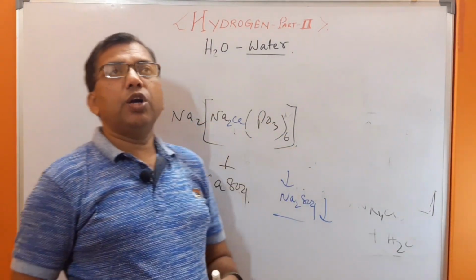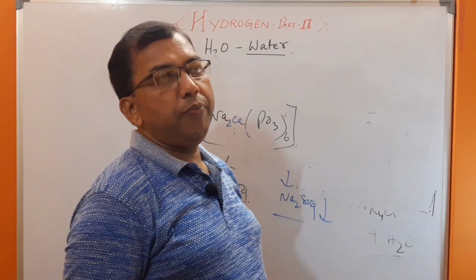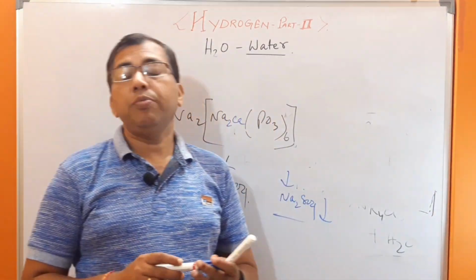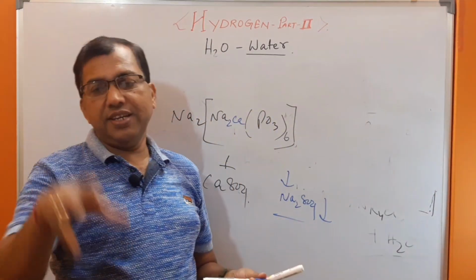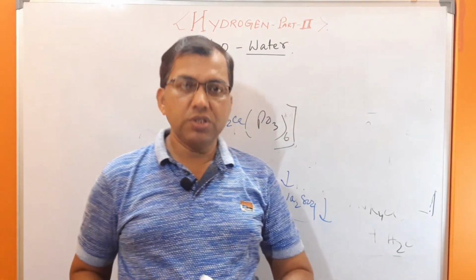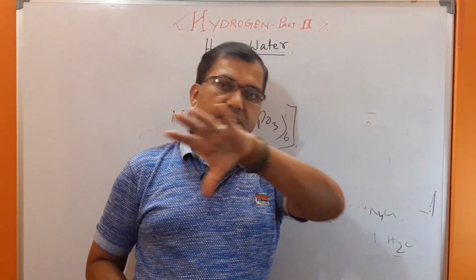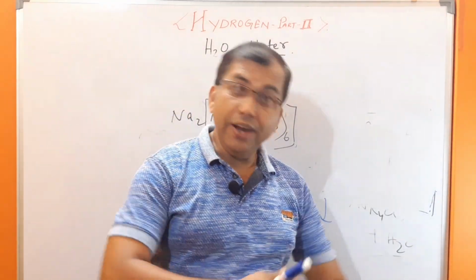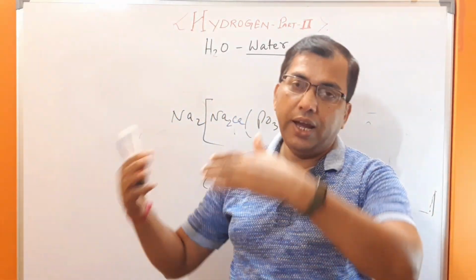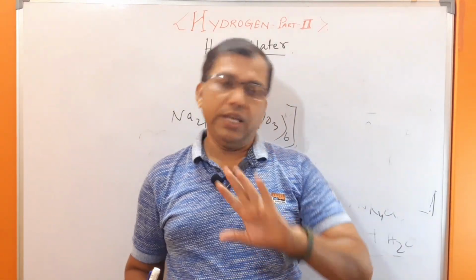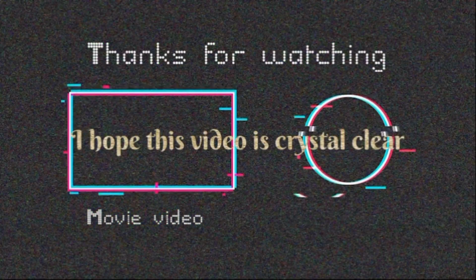And estimation of hardness of water you have to determine by the EDTA method. EDTA means ethylene diamine tetraacetic acid method. It is not in your course, but in the practical. So this is the end of this chapter and of this video. Okay, thank you. Goodbye.